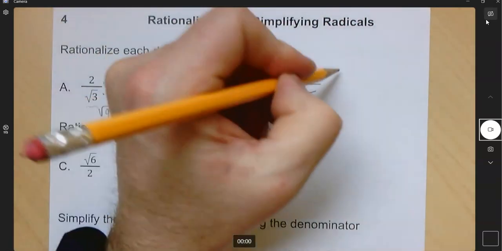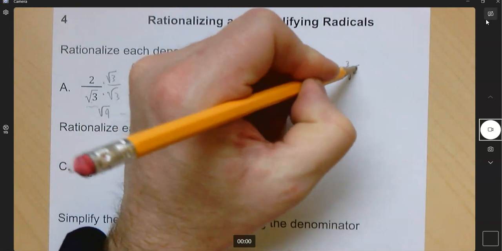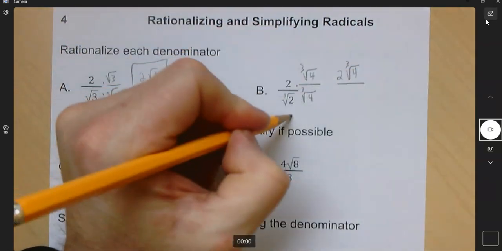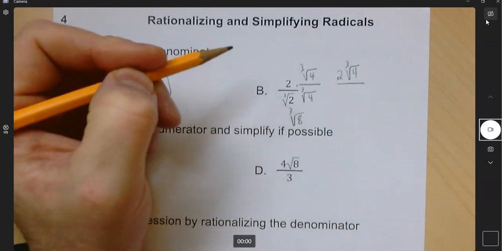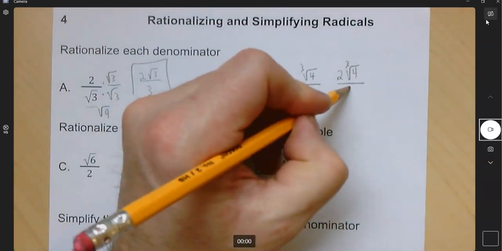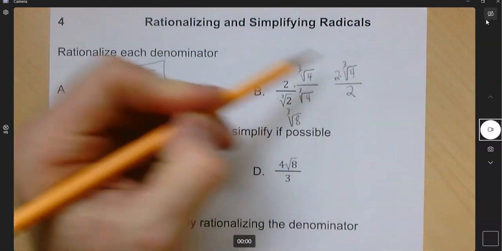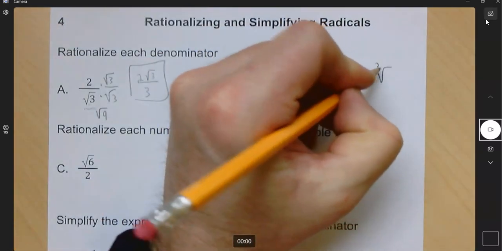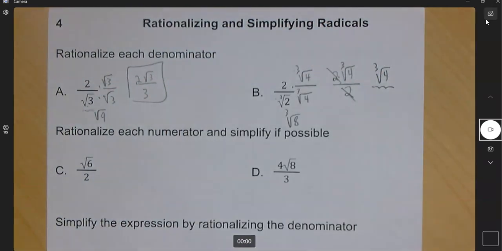That's why I'm allowed to do this. And now 2 times the cube root of 4 is just 2 times the cube root of 4. But on bottom, the cube root of 2 times the cube root of 4 is the cube root of 8, and the cube root of 8 is simply 2. Now I have a 2 on top that will cancel with my 2 on bottom. My final answer is just the cube root of 4. Tricky.